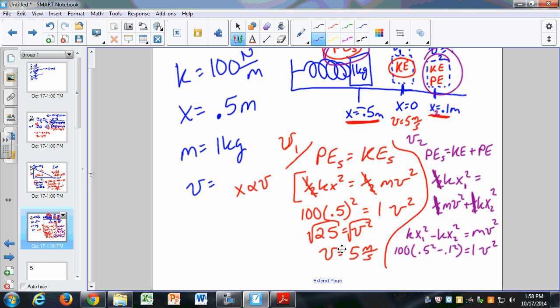And we just want to practice these to make sure that you can do these calculations. So 100 times... that's 24. Root of 24 is v. That's 4.9.